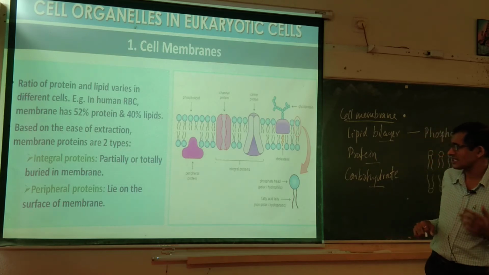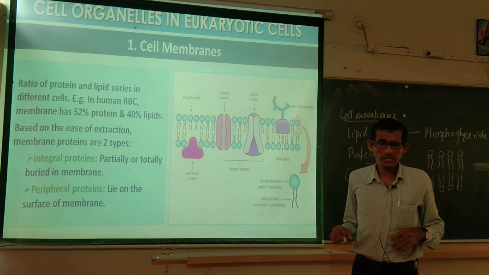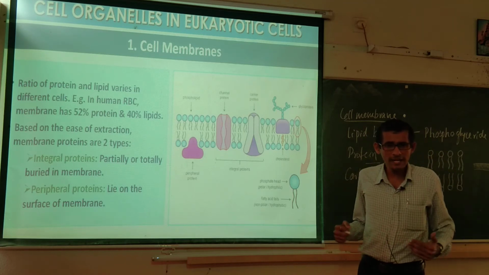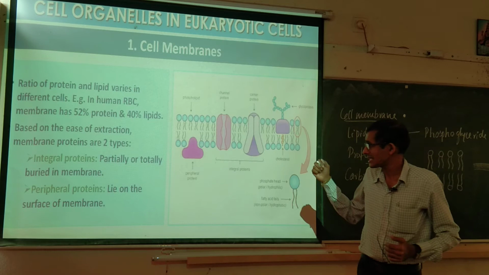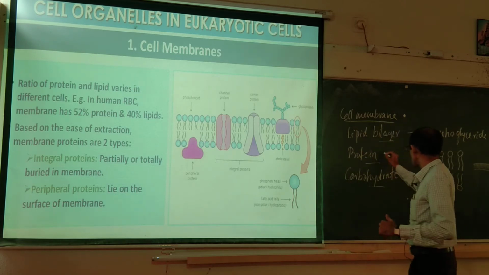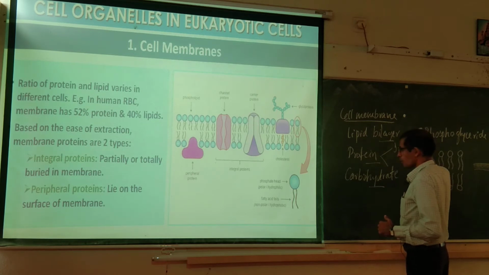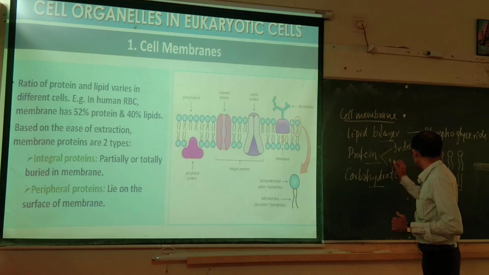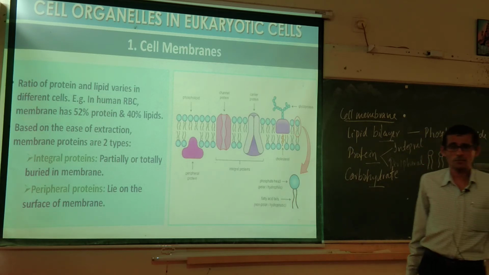Then based on the ease of extraction, membrane proteins are of 2 types. When we extract and analyze the proteins, we get 2 types of protein. One is called integral protein. Another one is peripheral protein. What is this integral protein? What is this peripheral protein?